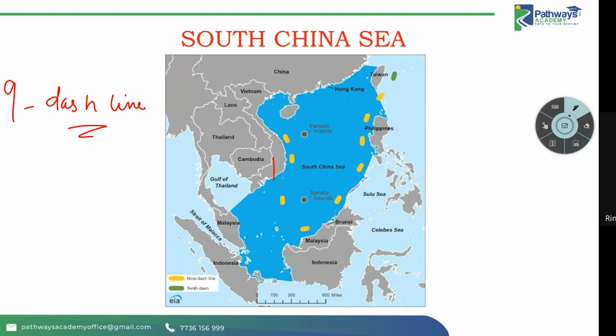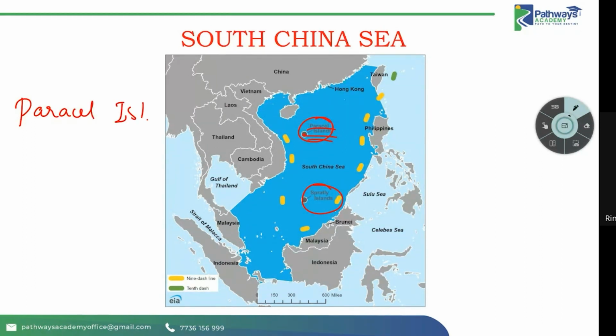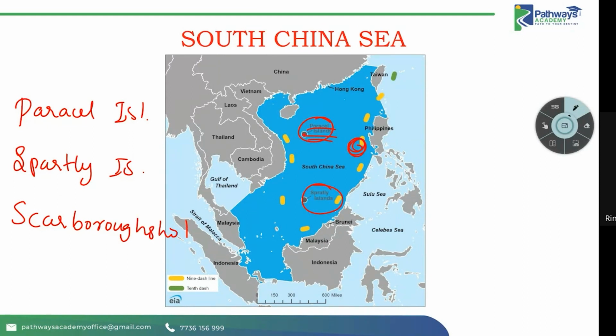Okay, then the islands. What are the disputed islands in the South China Sea? The Paracel Islands, then the Spratly Islands. Then there is another one present, that is Scarborough Shoal. Paracel Islands, Spratly Islands, and Scarborough Shoal. These are the three disputed islands in the South China Sea.